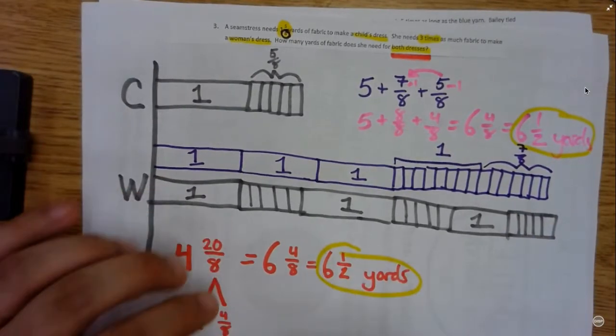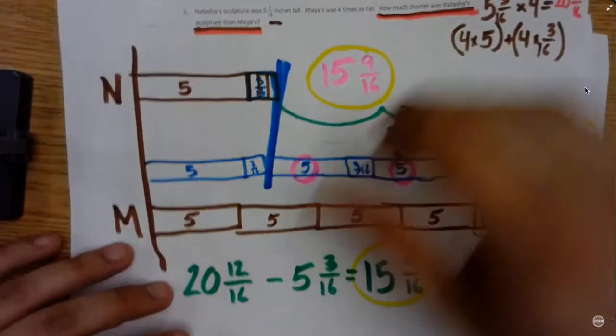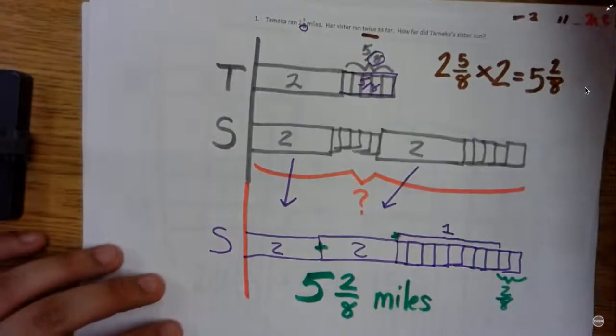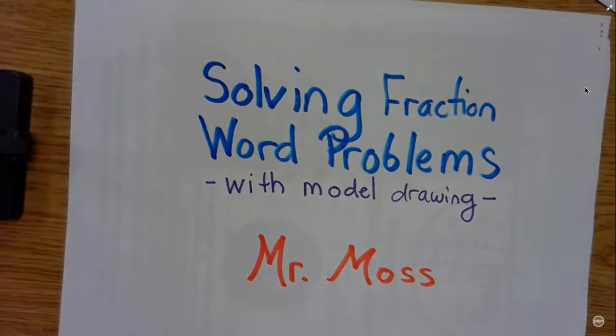So again, these are two totally different strategies, but both of them were able to get us the same answer. These are just 3 different examples of how a bar model can help you to visualize a solution to a fractional word problem. I'm going to put up a few more videos to walk you through some of the different strategies, and I hope this was a helpful guide for you.